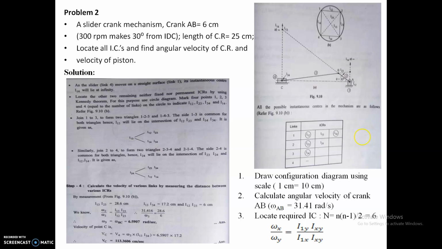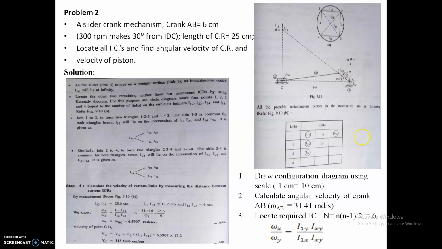So I have drawn the perpendicular line to the line of action of the slider. So the IC obtained by the slider, that is I14, lies at infinity. Okay, so these are the ICs. Out of those 6 ICs, the IC 1 2 and IC 1 4 are fixed ICs.